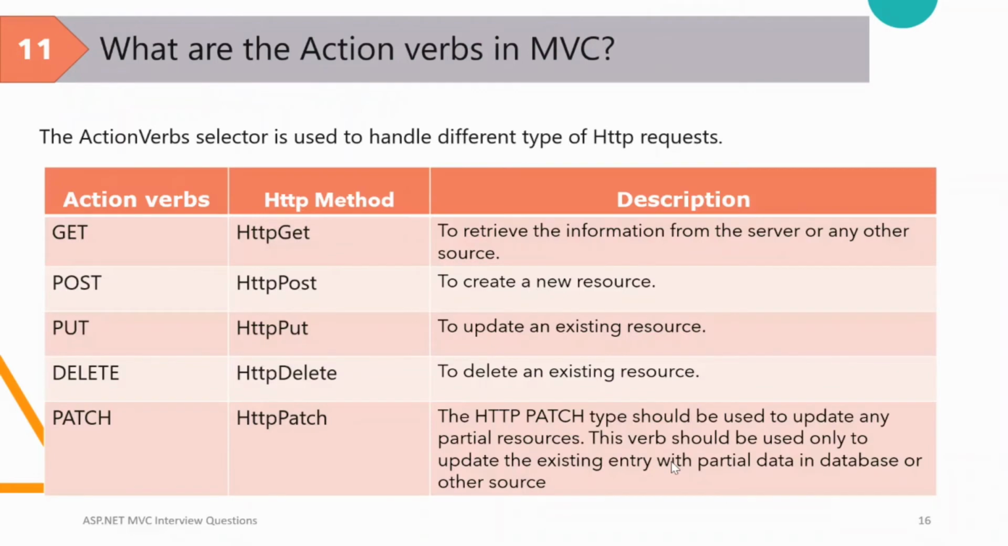Next, what are the action verbs in MVC? The action verb selector is used to handle different types of HTTP requests. Action verbs are mostly used in web APIs. Action verbs are GET, POST, PUT, DELETE, and PATCH. You can use these action verb attributes above the action method. HttpGet is used to retrieve information from the server, POST to create a new resource, PUT to update an existing resource, DELETE to delete an existing resource, PATCH used to update a partial resource.